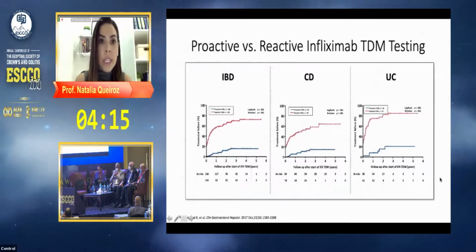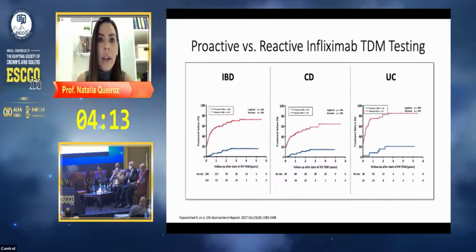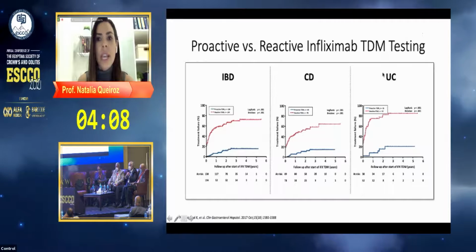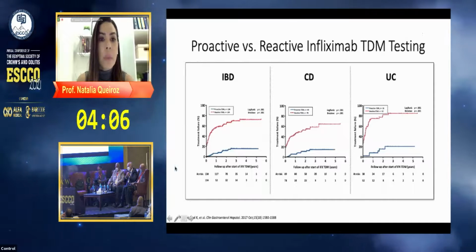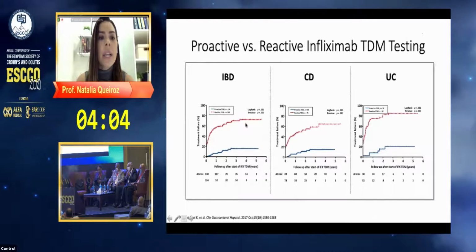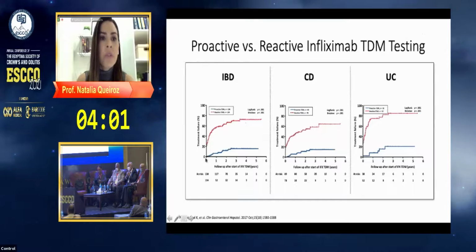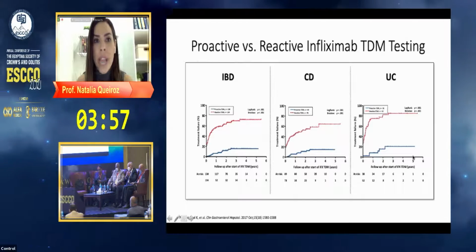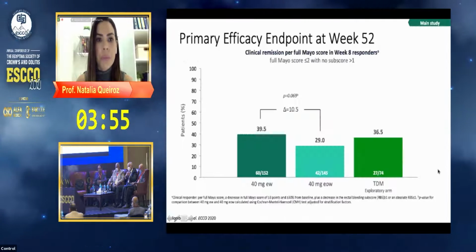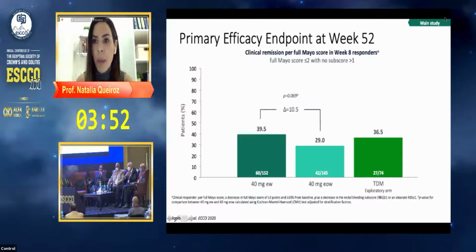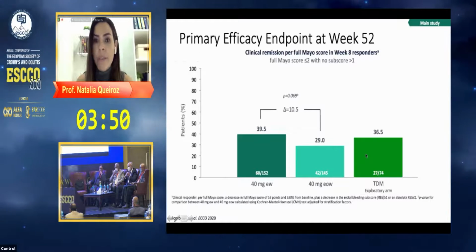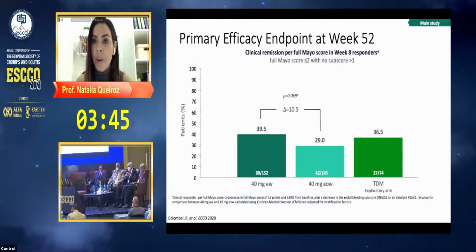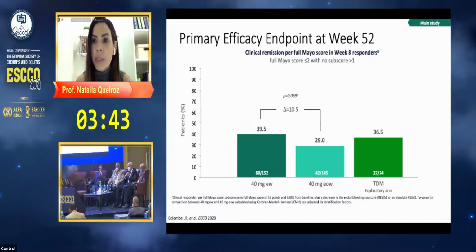Moreover, the group from Boston has demonstrated that for both Crohn's disease and UC, the proactive TDM arm experienced a lower rate of treatment failure over time when compared with a reactive TDM arm. And for adalimumab, what is the evidence? We have indirect evidence showing benefit of proactive TDM for adalimumab from the SERENE UC trial.